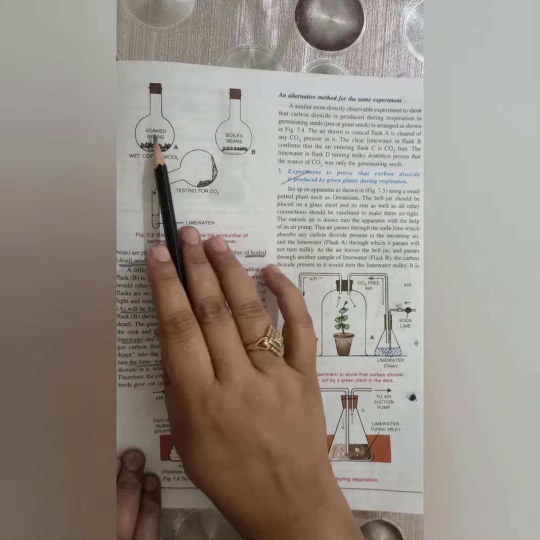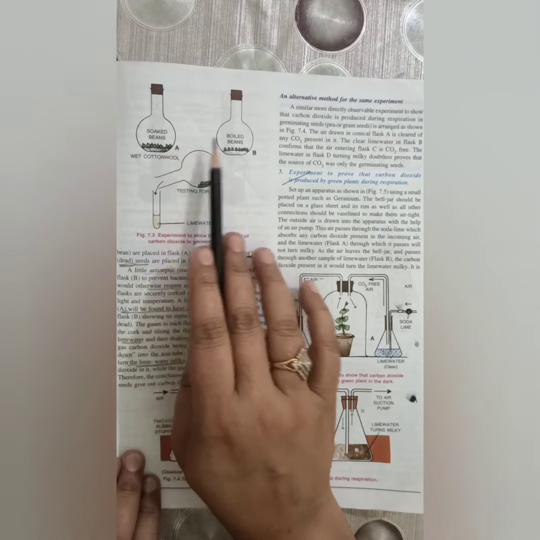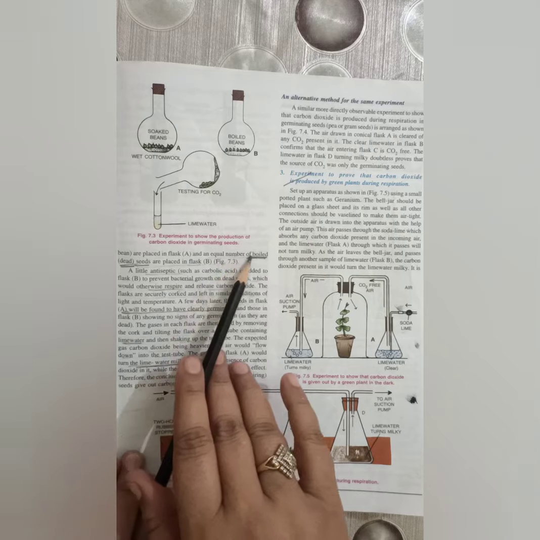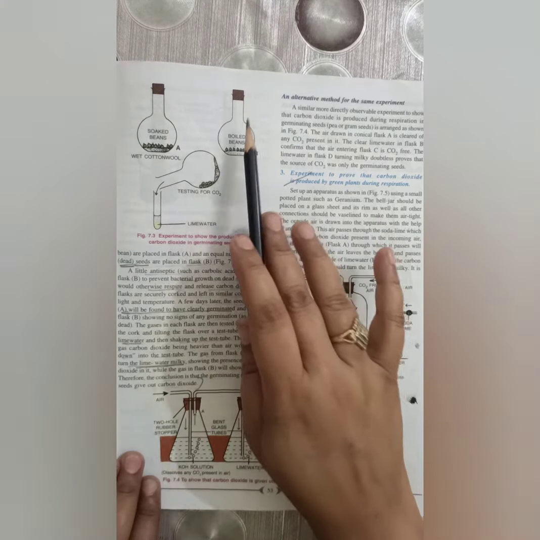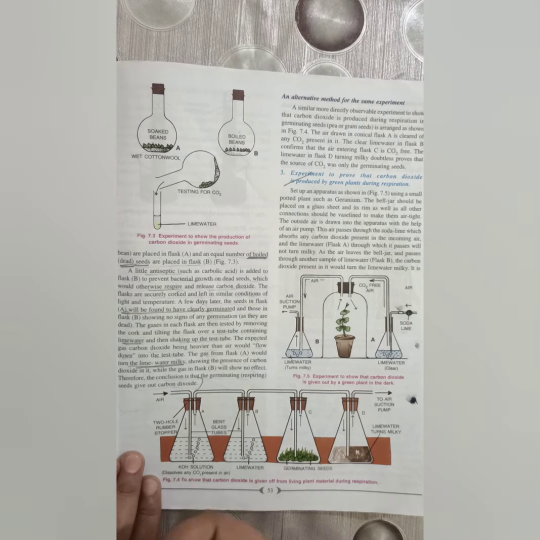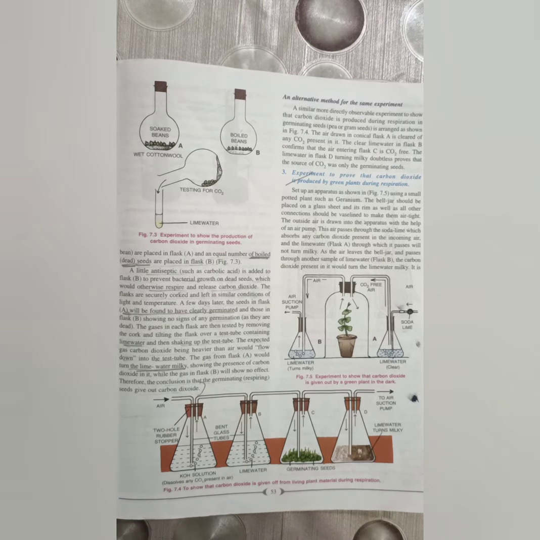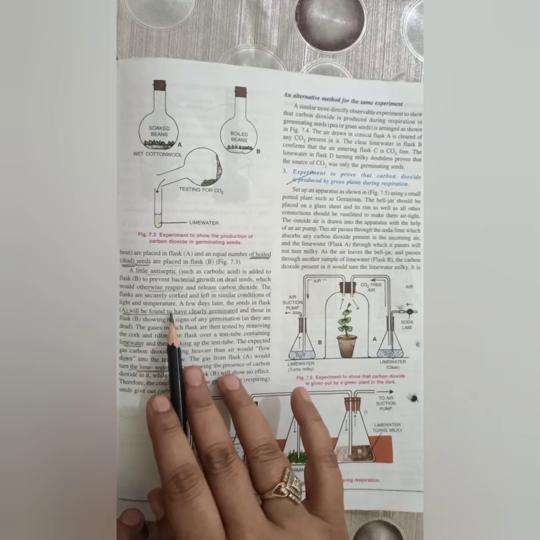So you can look here, we are taking two flasks. A has the soaked bean seeds, while B has boiled beans, an equal number of boiled seeds. Then a little antiseptic is added to flask B to avoid any bacterial growth on the dead seeds. Now the flasks are securely corked and left in similar conditions of light and temperature.